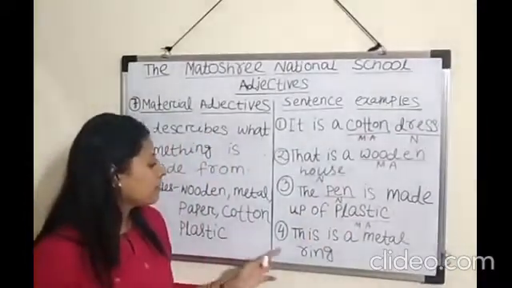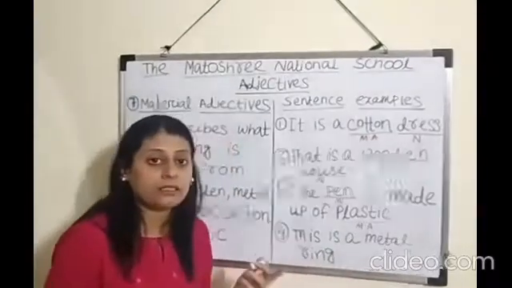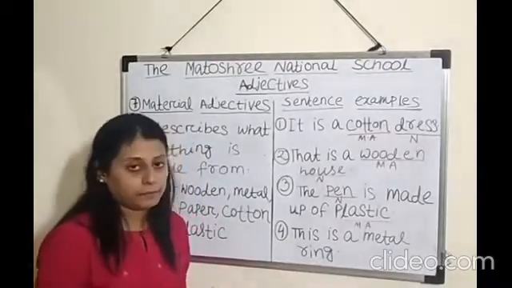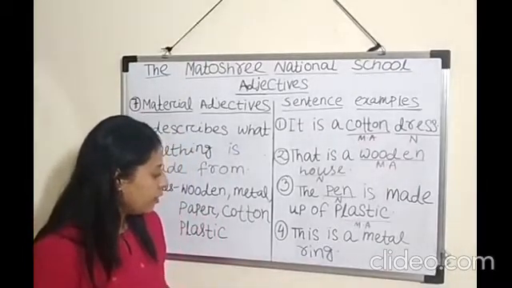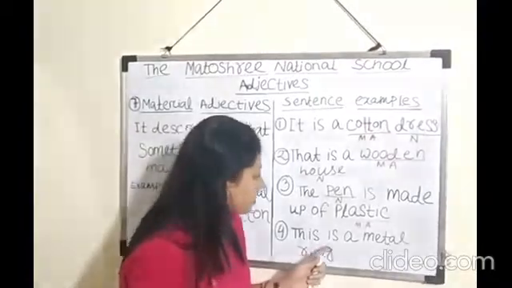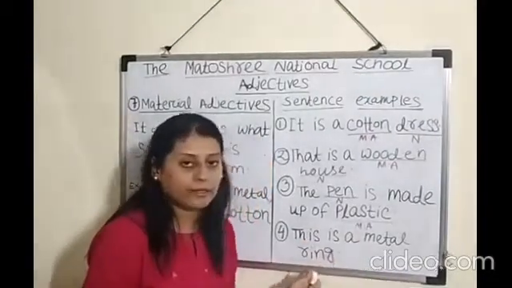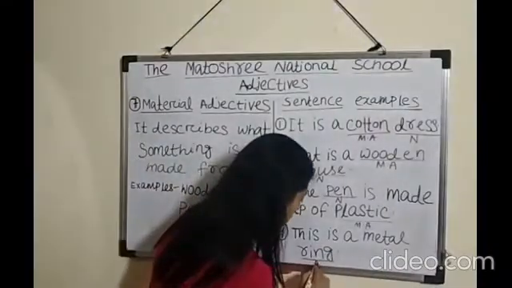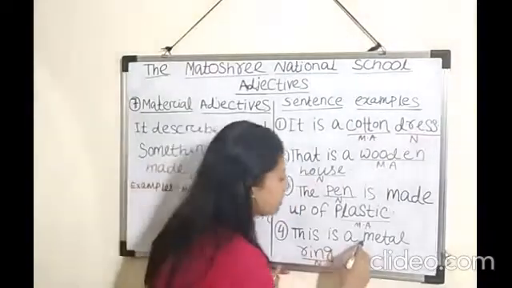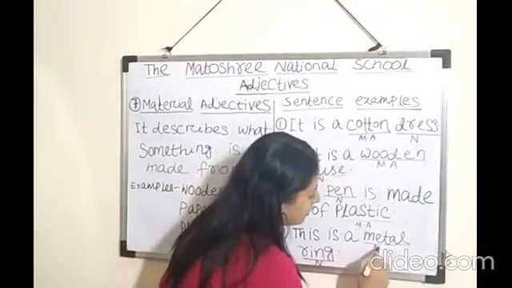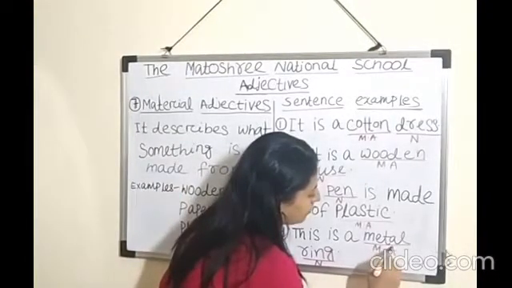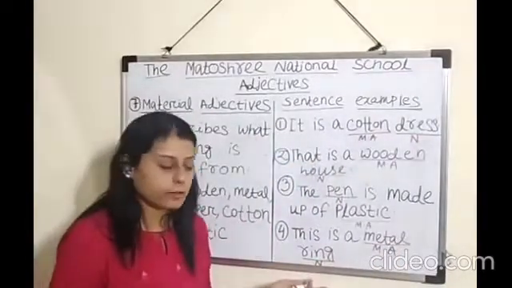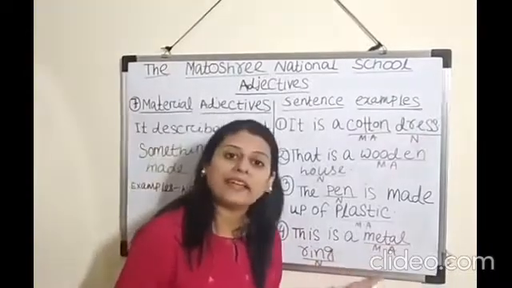Now, this is a metal ring. This ring is made up of metal. This is a metal ring. Here, ring is a noun and metal is a material adjective. The ring is made from metal. This is a metal ring.